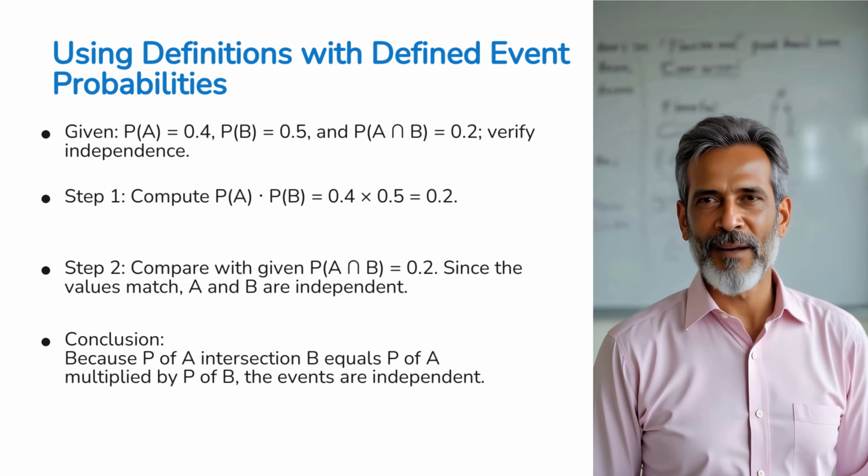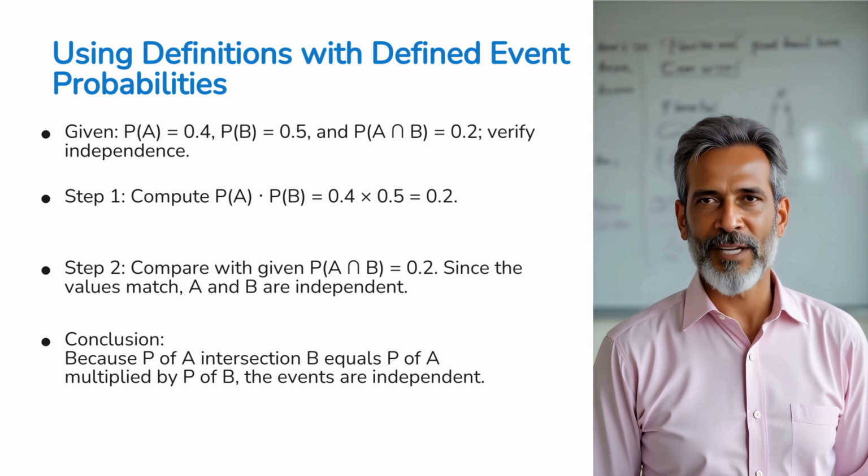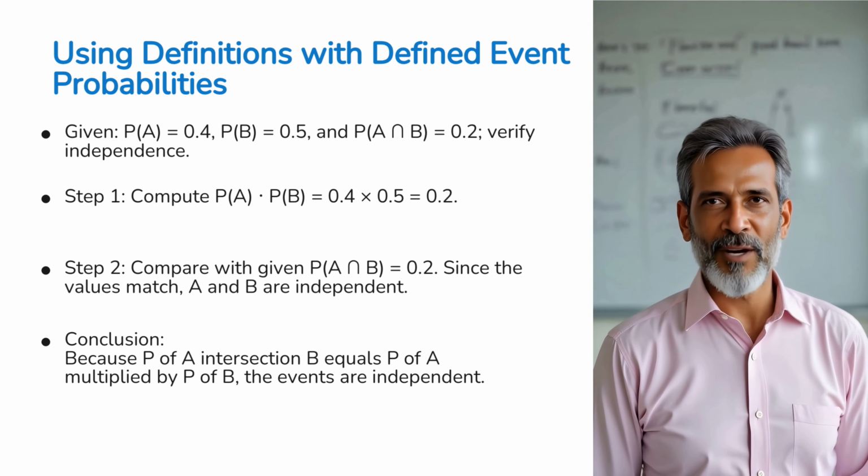Welcome back. Let's apply the definition of independence using a simple example. We are given three values. P of A equals 0.4, P of B equals 0.5, and P of A intersection B equals 0.2. Our goal is to verify whether events A and B are independent.